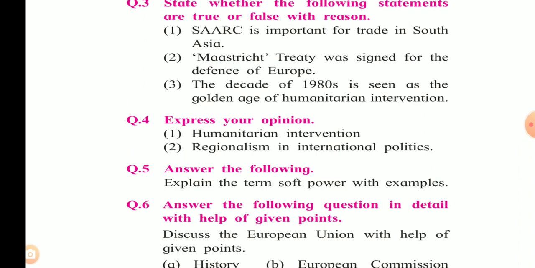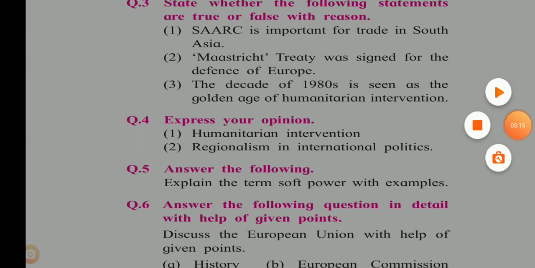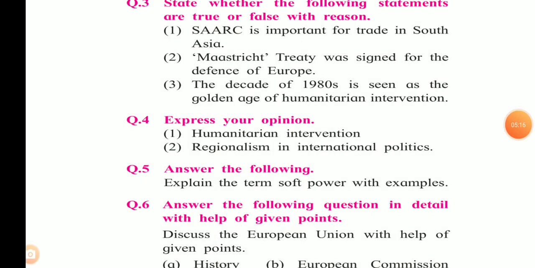Answer the following question in detail with the help of given points. Discuss the European Union with help of given points. First is history, second European Commission, European Parliament, European Council, and last is European Court of Justice.